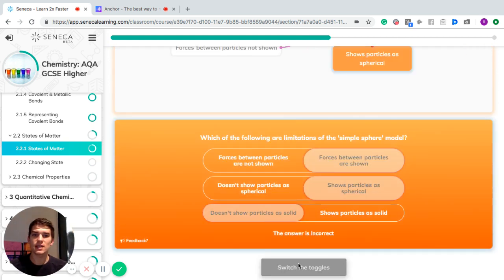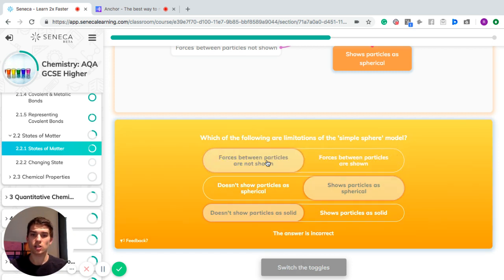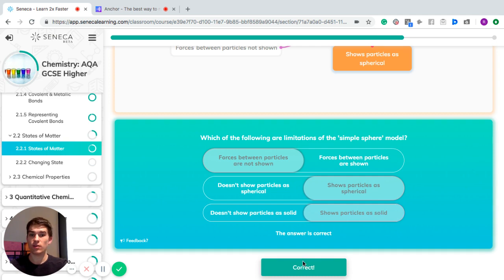So again, some limitations of the simple sphere model. Forces between particles are not shown. It shows particles as spherical when in reality they're not. And it shows particles as solid, again, when in reality they're not.